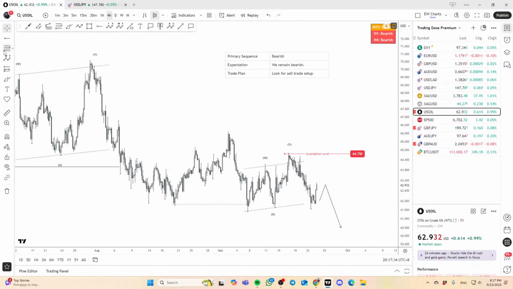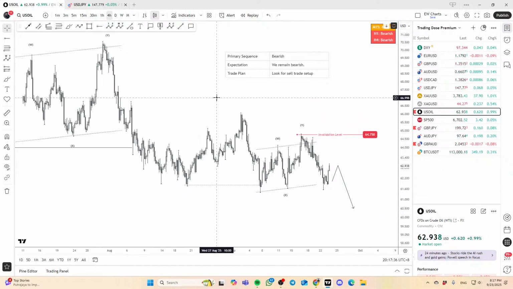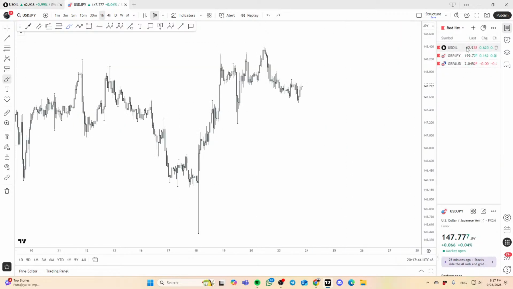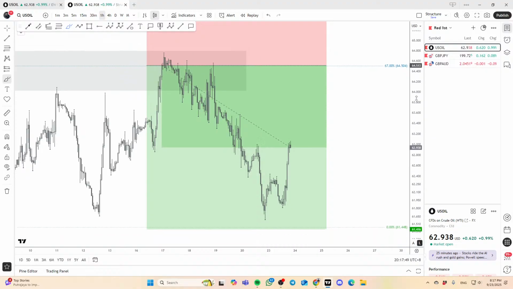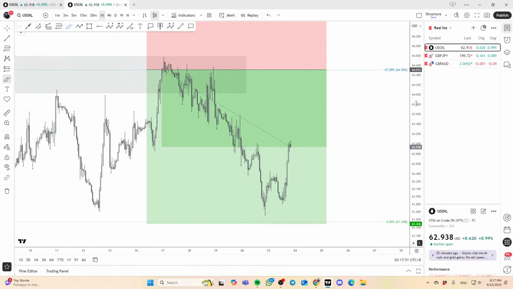Then we have crude oil, right? Crude oil is also a current position that I'm in. I actually got out from a trailing stop. So this is a good opportunity to talk about how I manage some of the positions from my end as well.